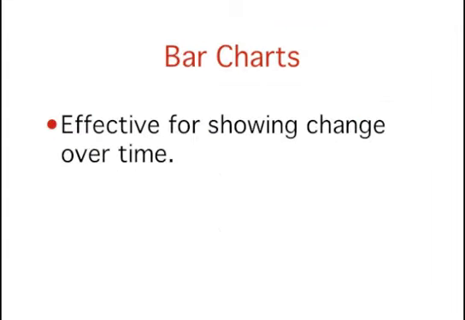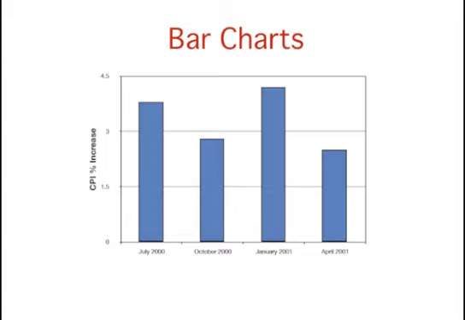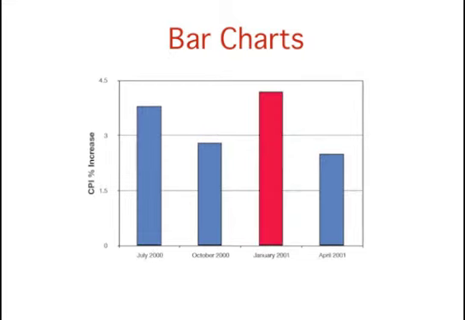The next example will show that bar charts are very effective for showing change over time. Here you see the percent increase in the Consumer Price Index, CPI, over 4 3-month periods. The CPI represents how much typical consumer items cost. Which month showed the greatest increase? If you said January 2001, then you are correct. The smallest increase was in April. This bar chart makes clear the percent increases in CPI and their changes over time.